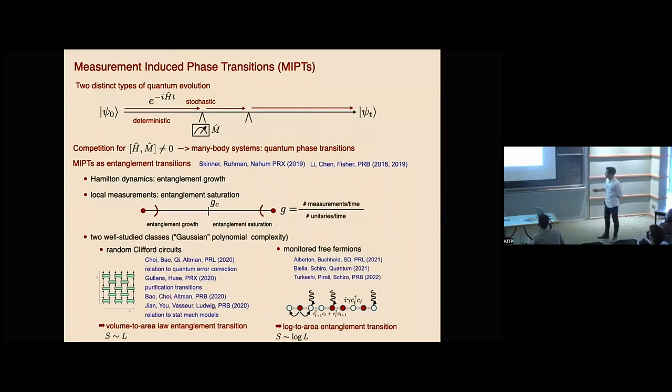There are two specifically well-studied classes of this measurement-induced dynamics, both in this Gaussian polynomial complexity class: namely these random circuits, which we've already heard about quite a bit in earlier talks, which show this interesting volume to area law entanglement transition. And then there's a slightly less well-known but, I think, also interesting class of Gaussian evolutions, namely these monitored free fermions, which instead of a volume law show a log law in the entanglement scaling, which is then superseded by an area law scaling via a phase transition.